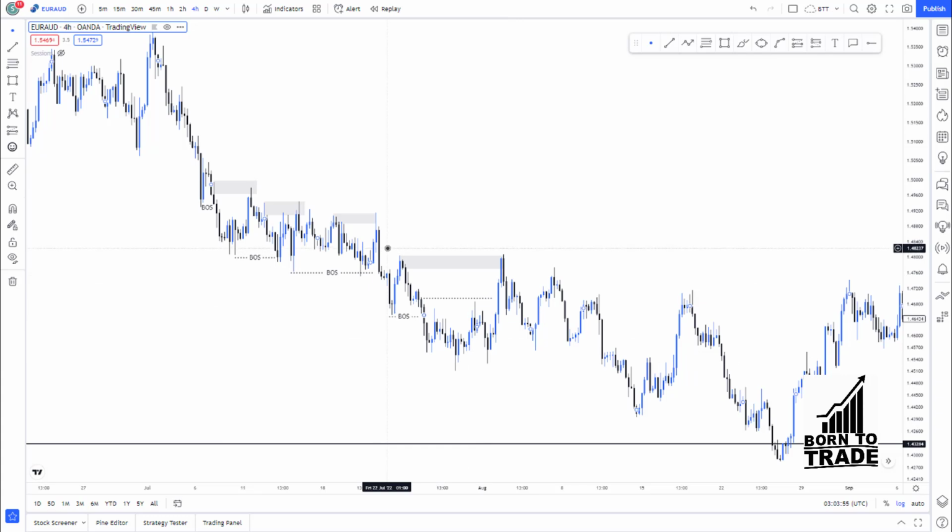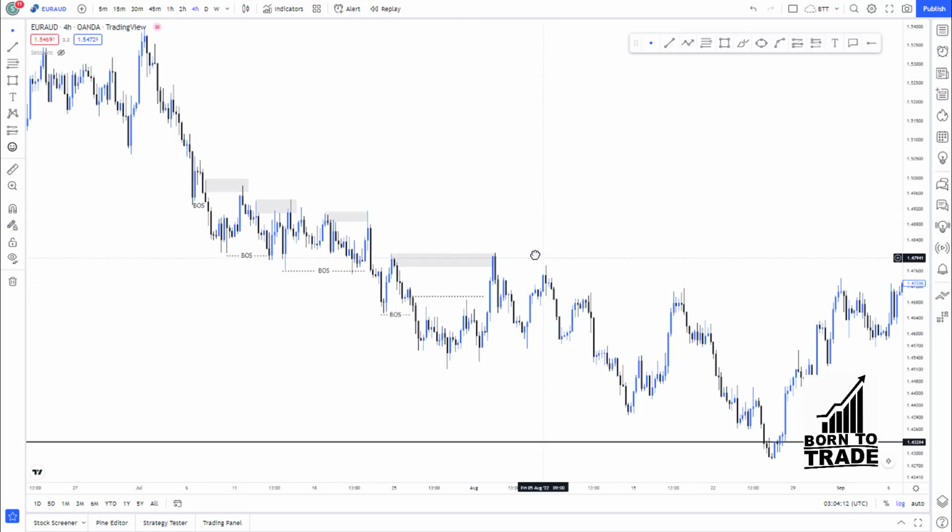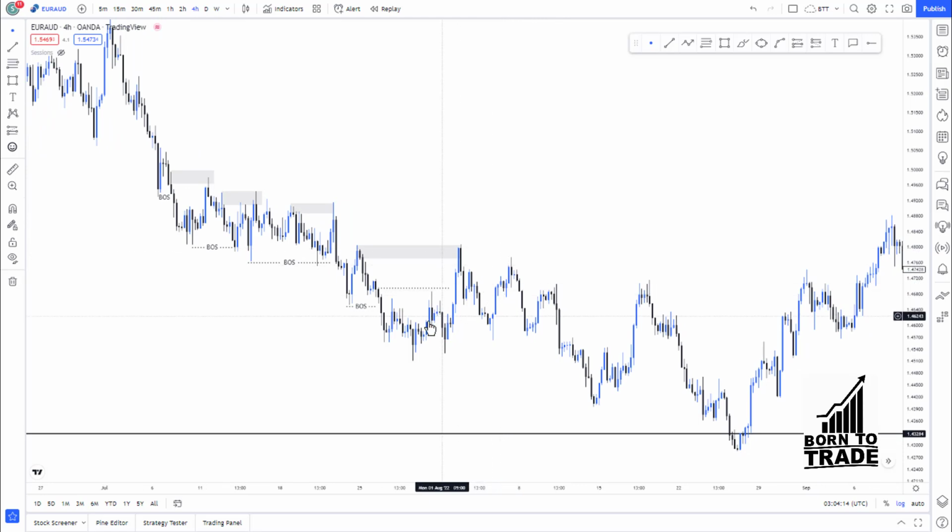And over here we have a zone that is unmitigated. This particular zone over here wasn't mitigated, and it is totally acceptable. Price doesn't have to mitigate all the zones on its way to the higher time frame point of interest. Okay, so it is totally acceptable when we see price action like that.